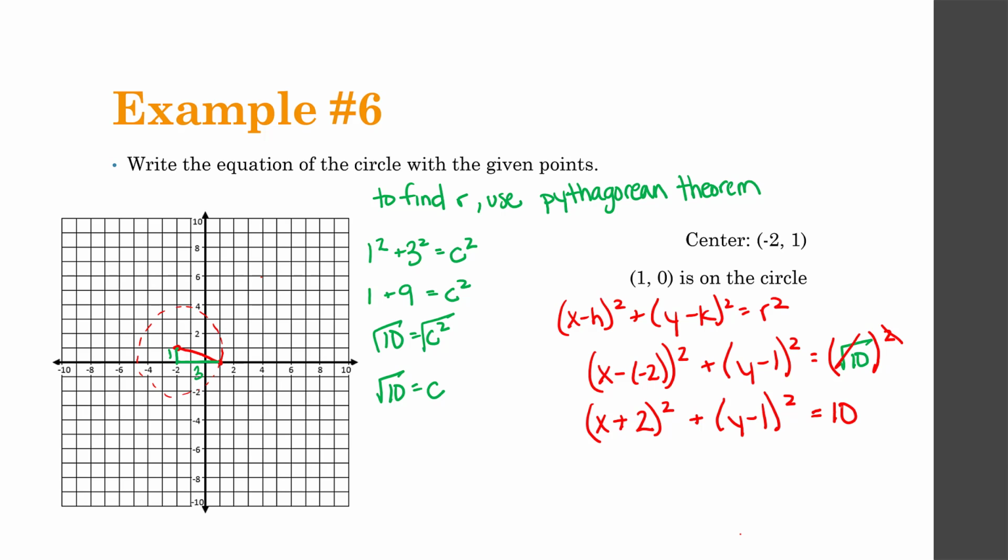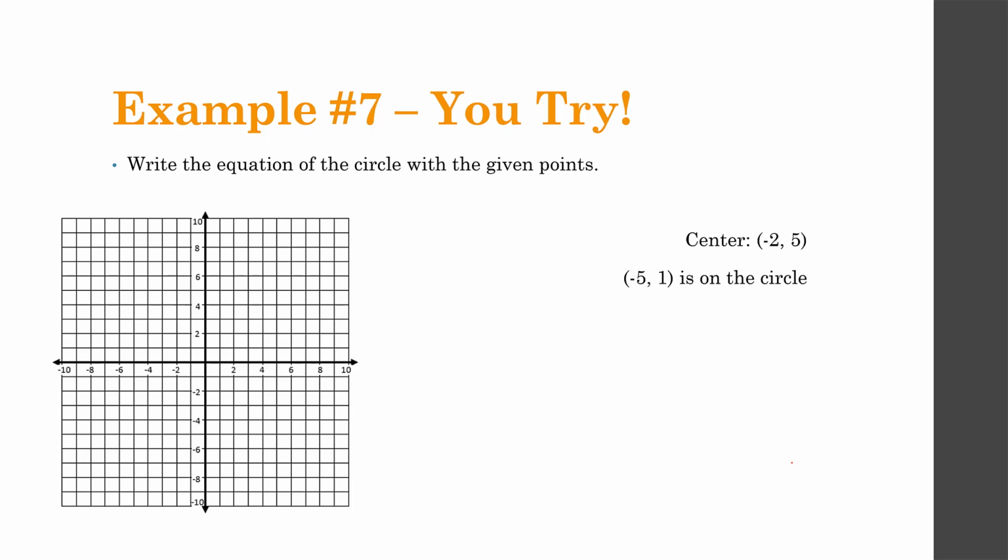Let's do another example, but I want you guys to start this problem off first. The center is (-5, 1), and the point (-2, 5). And this is what your circle looks like. It's something similar to this. So go ahead, plug in the values, and don't forget, use the Pythagorean theorem to find your radius. Alright, go ahead and get started. Hit pause on this video.